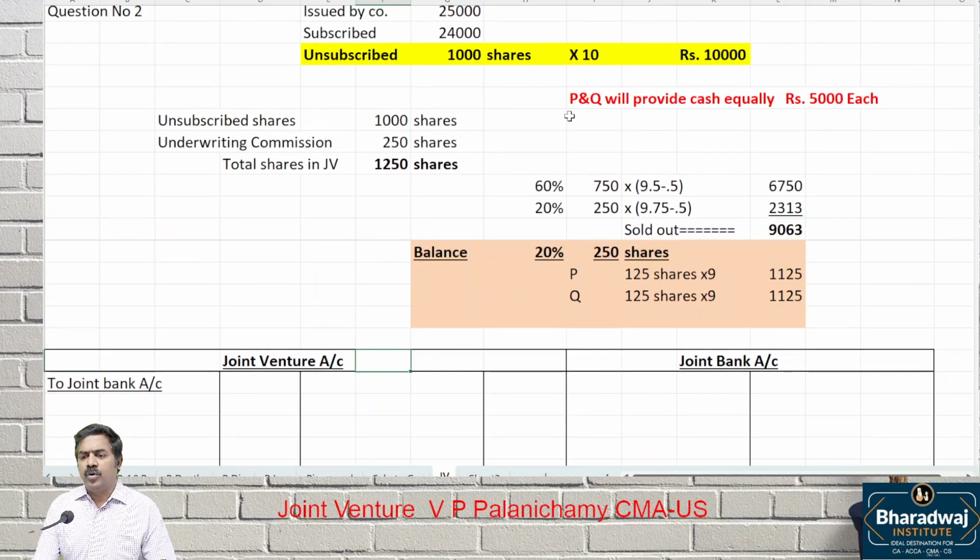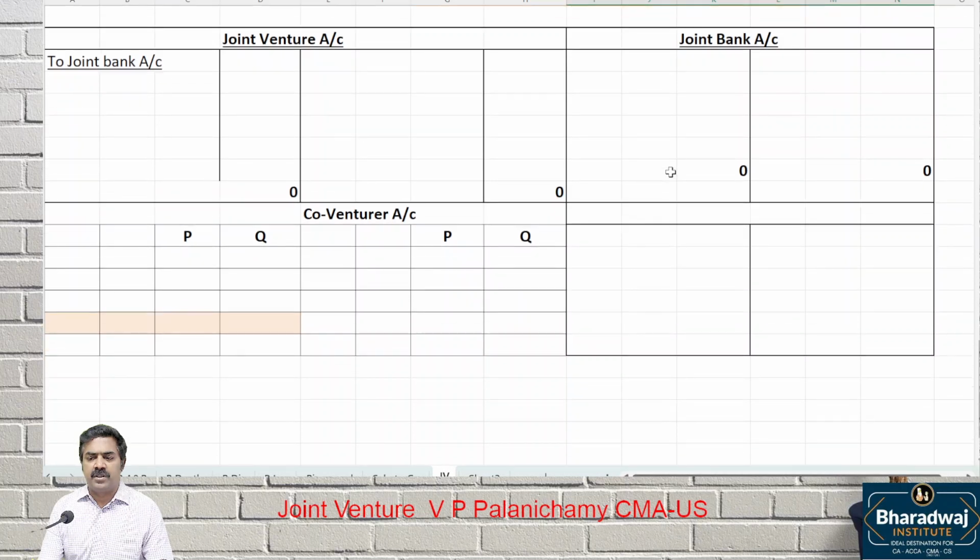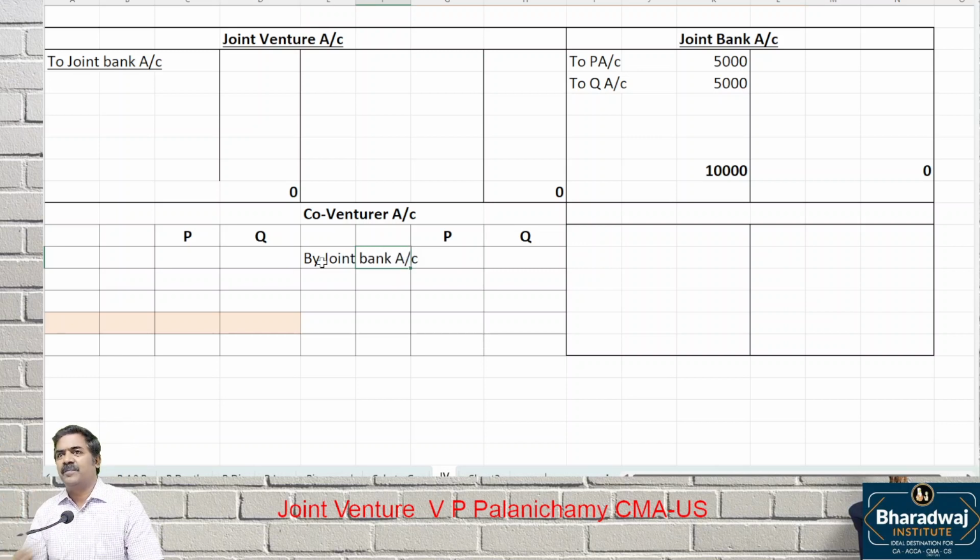First, who contributes money? P and Q contribute money. What is the entry for money contribution? Joint bank account debit to co-venturers account, to P's capital account. How much does P contribute? 5,000. To Q account, how much does Q contribute? 5,000. This will be recorded in co-venturers account also, by joint bank account, 5,000 each. What should they do with this?